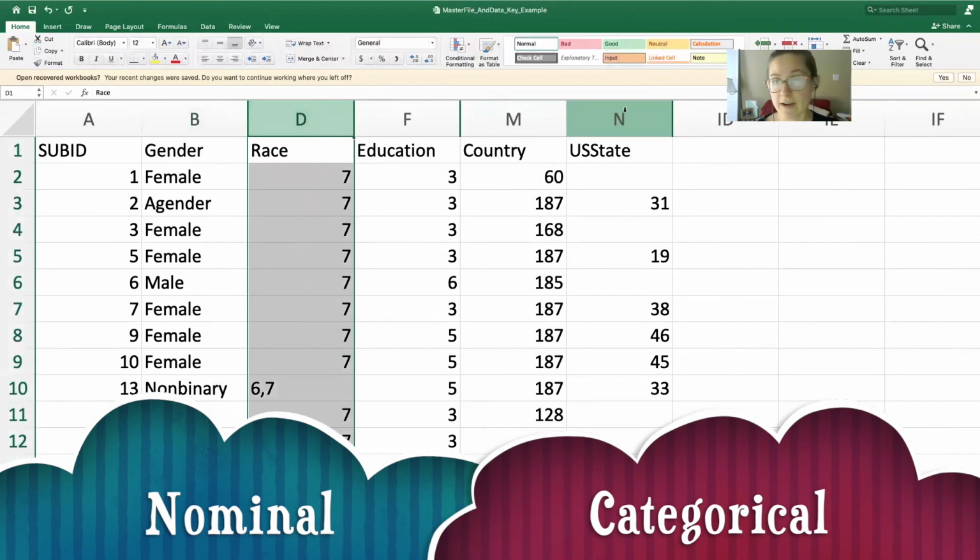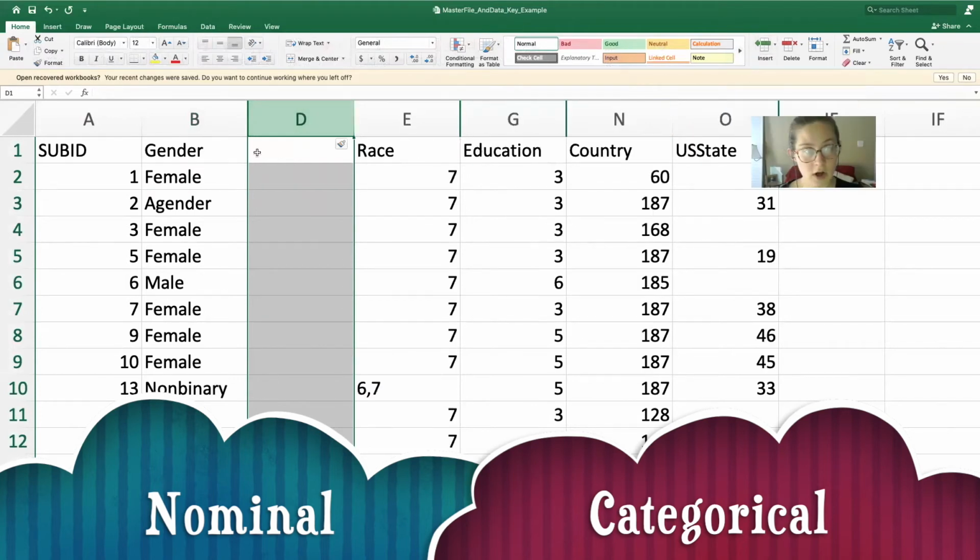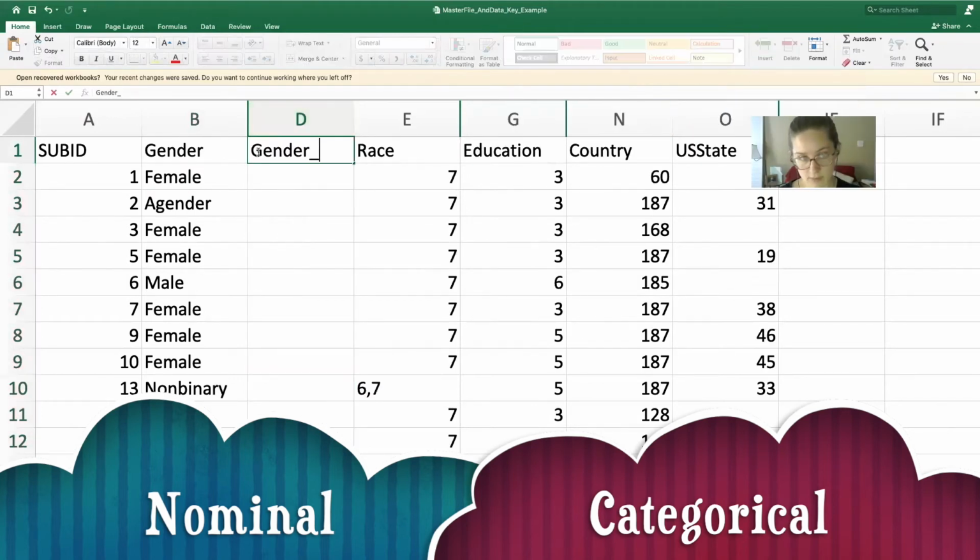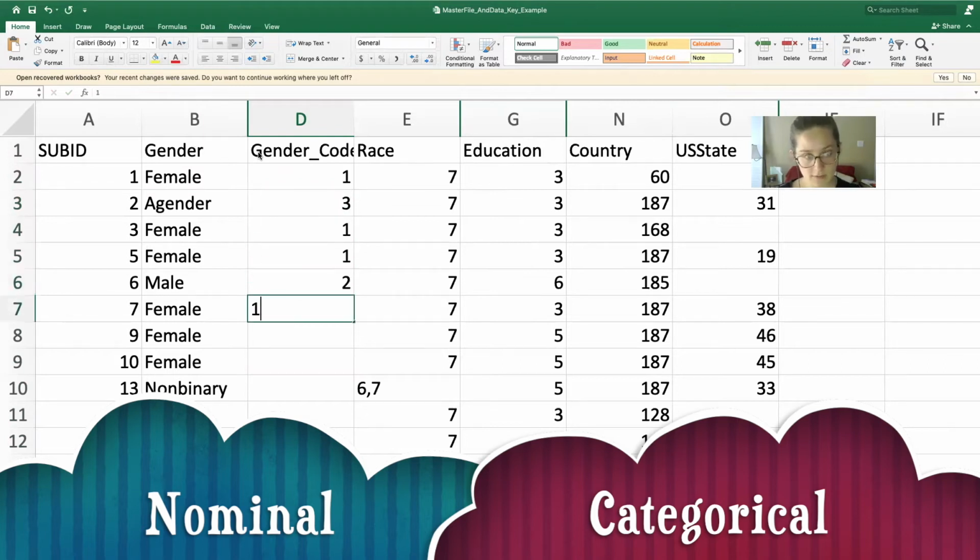So let me just add a new column to do that. I call it gender code, and let's say just female's the first one, so I'm going to make that a 1. I'm going to say agender or anything else that's a form of non-binary, not just male or female, I'm going to put a 3. And I can recode everything this way, etc. Okay, but whether or not I coded it as numbers or not, it's still the same type of data. It's still nominal.